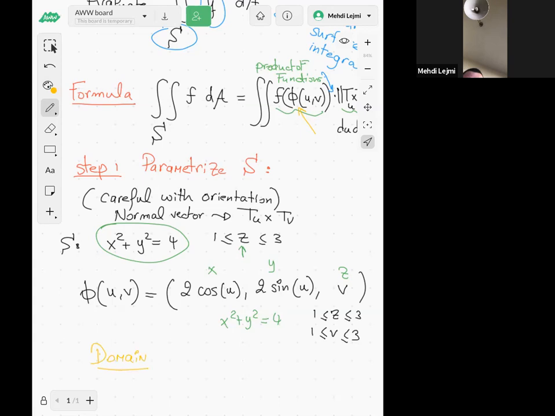What will be the domain for u? u is my angle. Because we have the whole circle, u is going to be between 0 and 2 pi. And v, as I said, is between 1 and 3. So that's my domain.